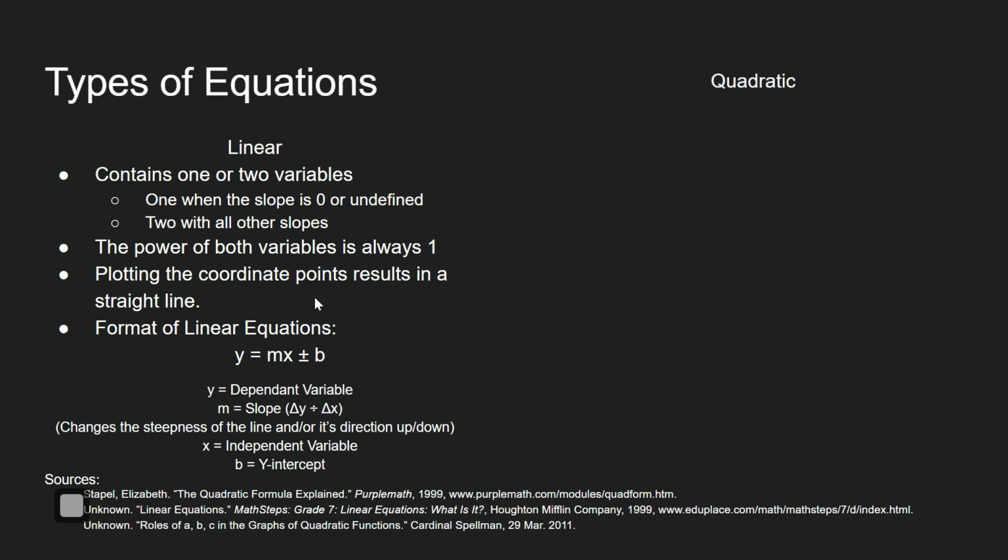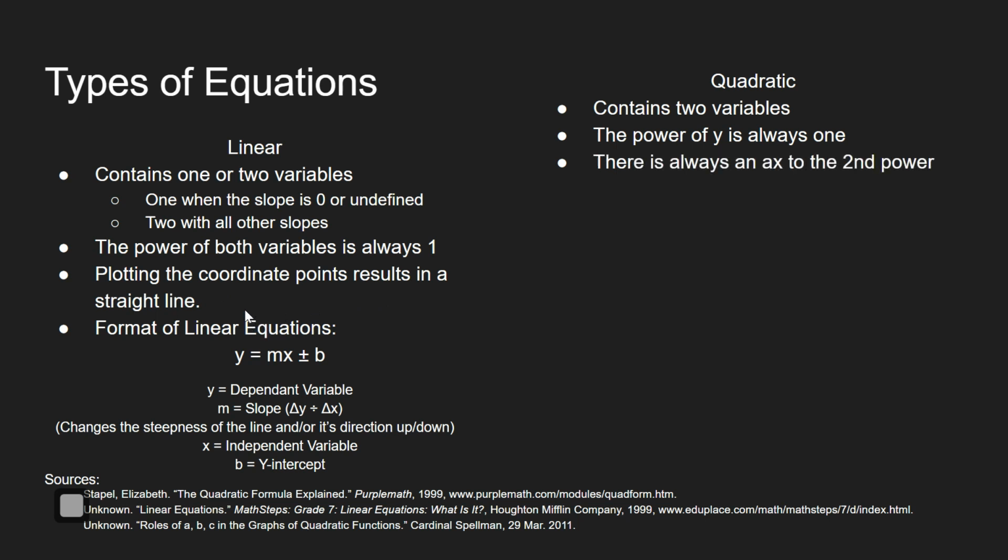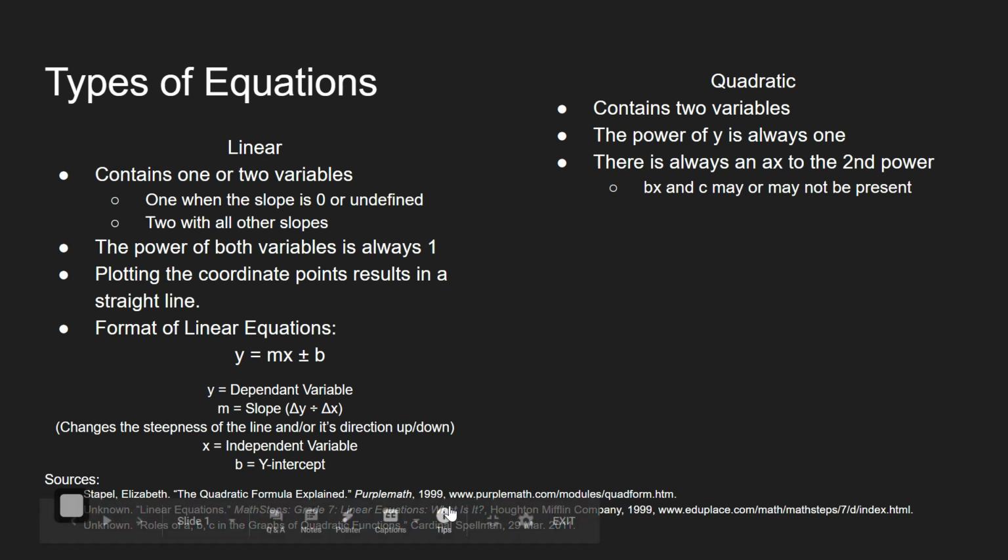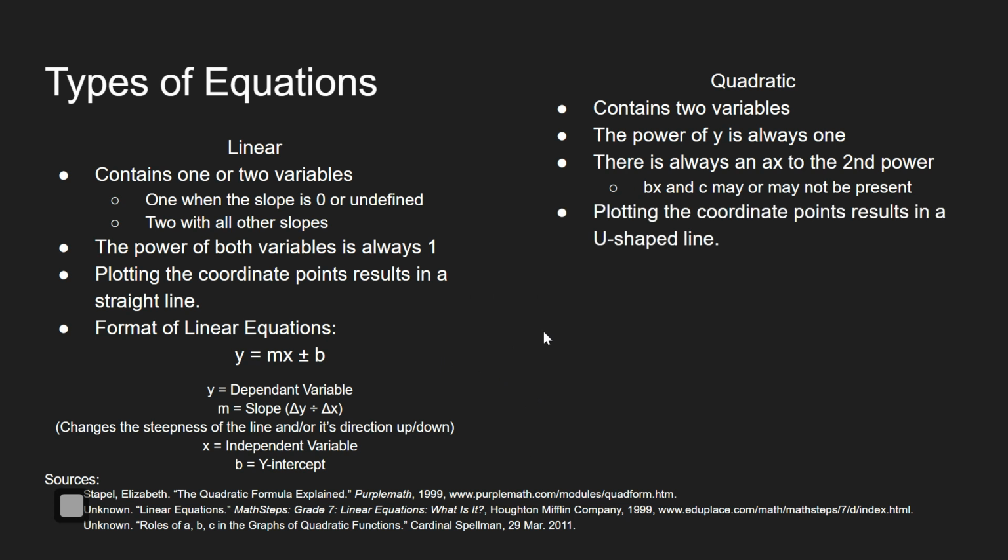Quadratic equations always contain two variables. The power of y is always to the first power. There is always the term ax squared, or ax to the second power. B times x to the first and plus or minus c may or may not be present. It really depends on the equation that you're given. But no matter what it looks like, plotting those coordinate points will always give you a U-shaped line. We also call this a parabola.